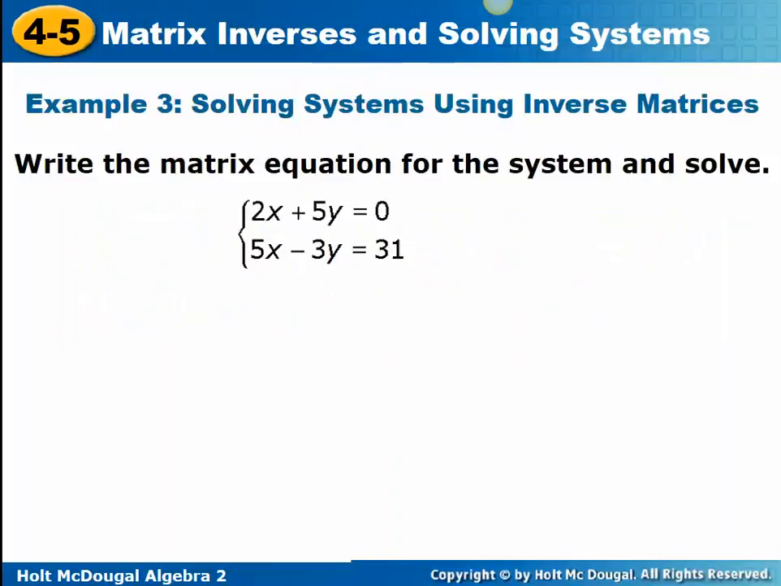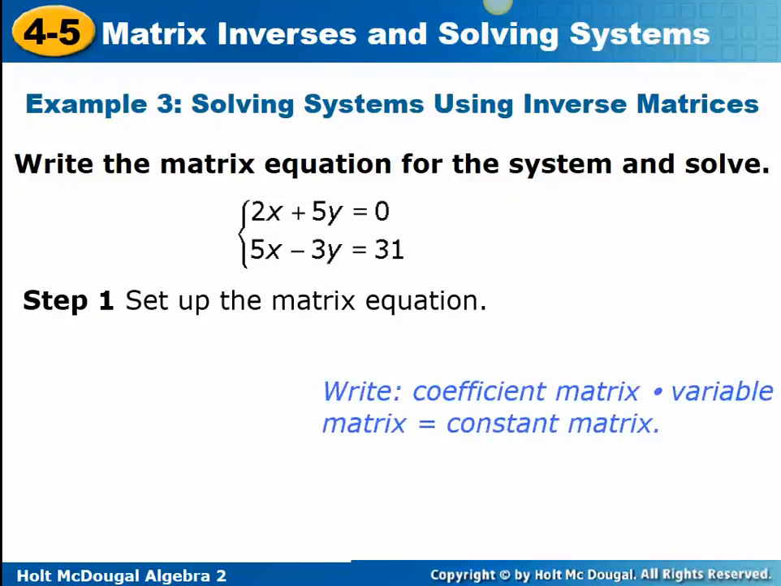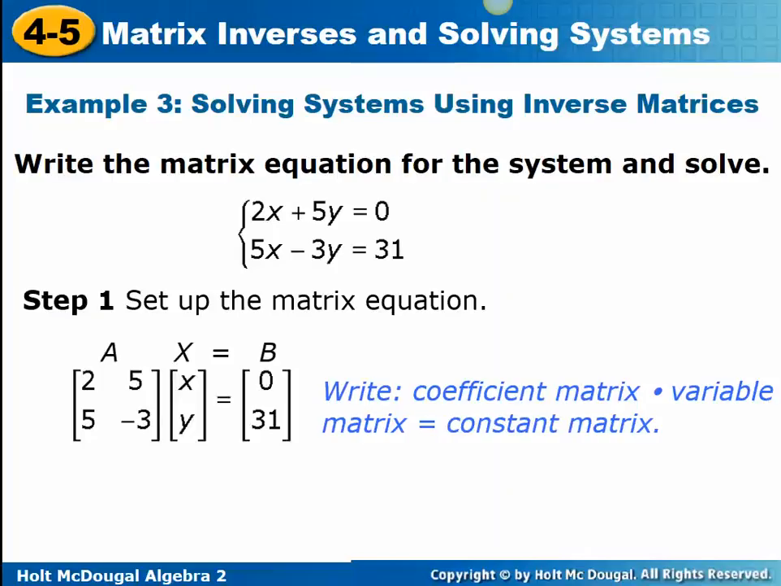So our first thing that we're going to do is set up the matrix equation. There's a coefficient matrix, which is 2, 5, 5, -3, times the variable matrix. Two variables are being used, x and y. And it'll be equal to the constant matrix, which is the constants that both of those equations are equal to.